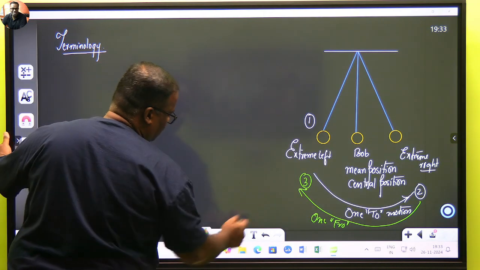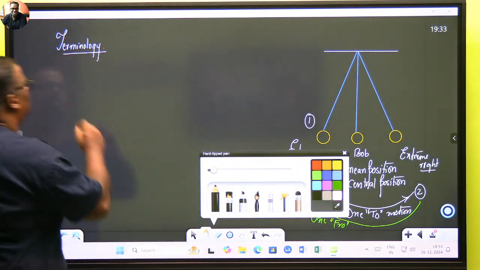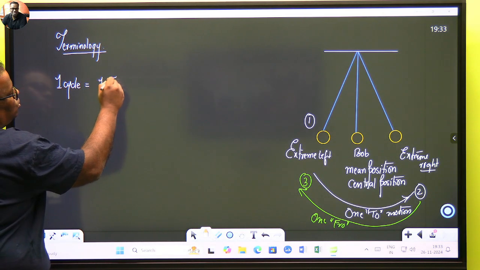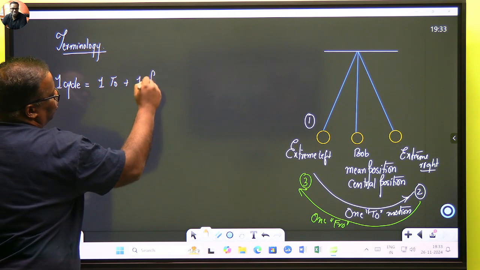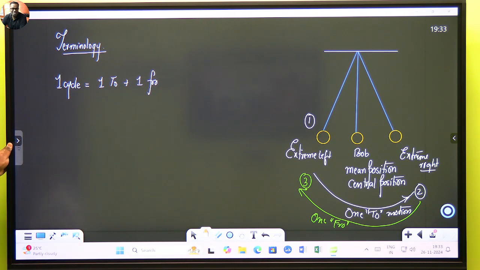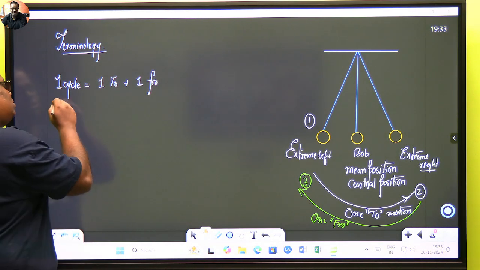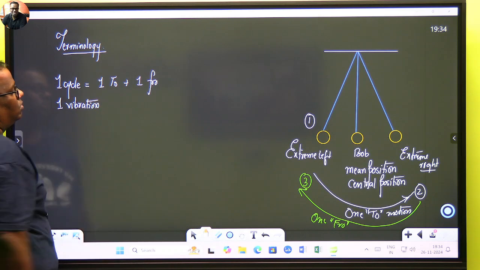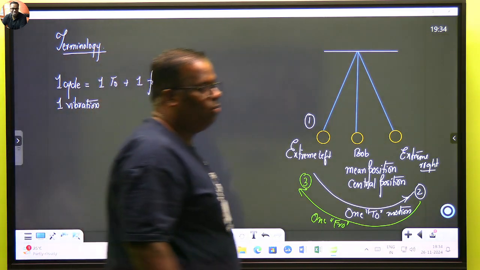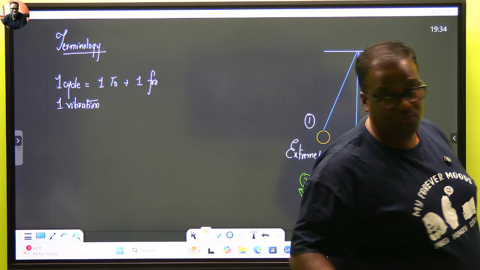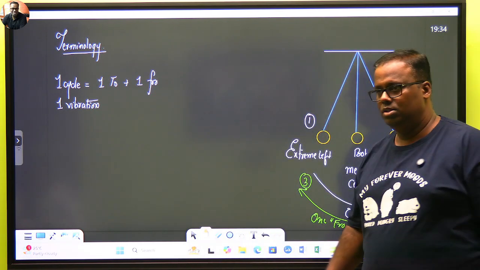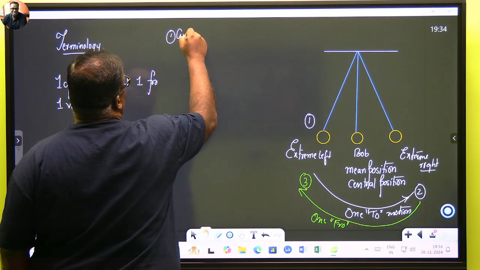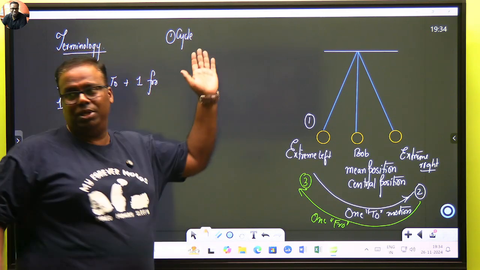Now, let's get our definitions correct. One cycle comprises 1-2 plus 1 fro. This is known as one cycle. One cycle is also known as one vibration. One vibration consists of 1-2 and 1 fro. Have you understood? So this is called a cycle. By now you have understood what you mean by cycle. This cycle is nothing but the period.